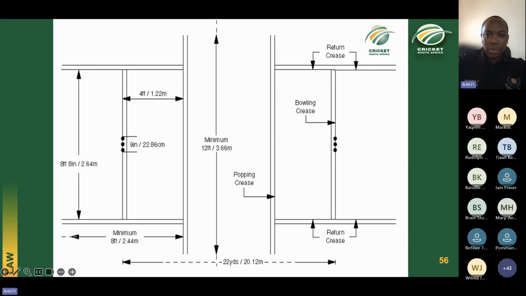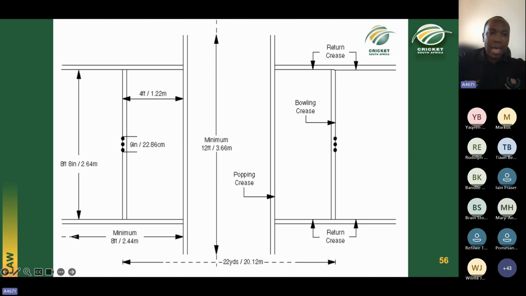And you will realize if you look closely, the stumps are pitched on the back edge of the bowling crease. So they're not pitched in the middle of the bowling crease or on the front edge of the bowling crease. The stumps are pitched on the back edge of the bowling crease. That is why when you measure from the bowling crease to the popping crease, you measure from the back edge of the bowling crease, because that's where the stumps are pitched, to the back edge of the popping crease, because that is the edge of the popping crease that is closest to the stumps.